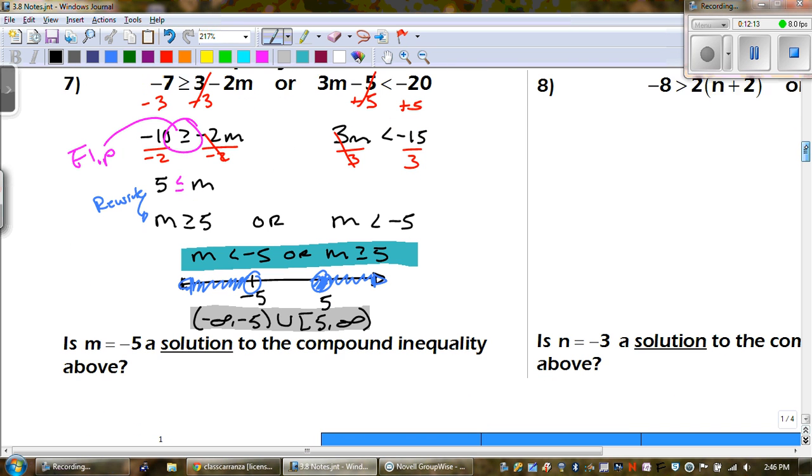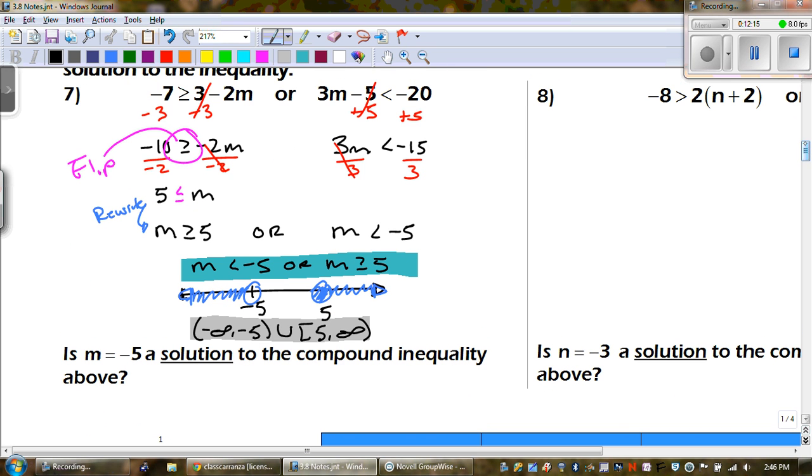Putting that in interval notation, we've got parentheses -infinity to -5, parentheses, union, closed at 5, and then open at infinity. Okay? Now, the question, is m equals -5 a solution? Now in class, everyone's like, yes, it's a solution because -5 is on your graph. Correct, -5 is on the graph. But my inequality, the one I'm covering up right there, is m is less than -5. It's not equal to -5, it's less than. So is this a solution? No.